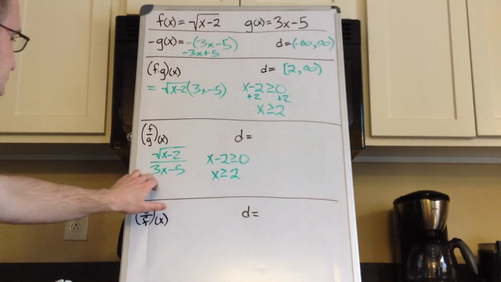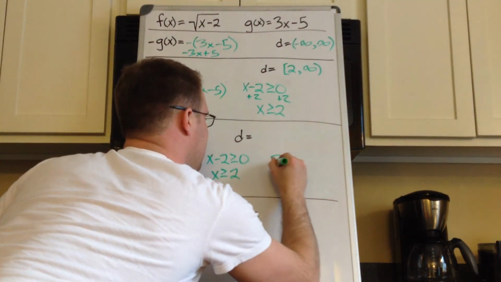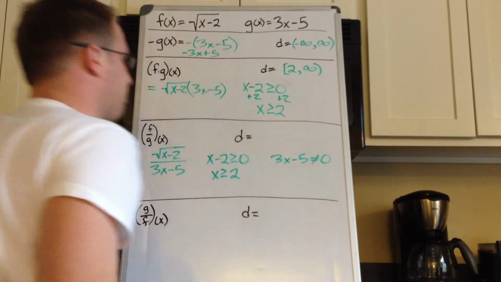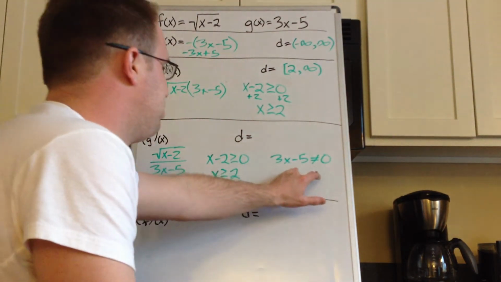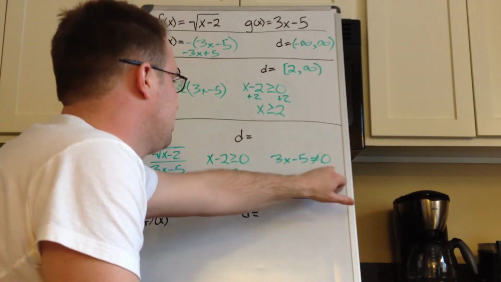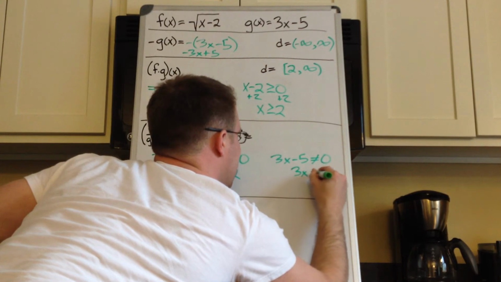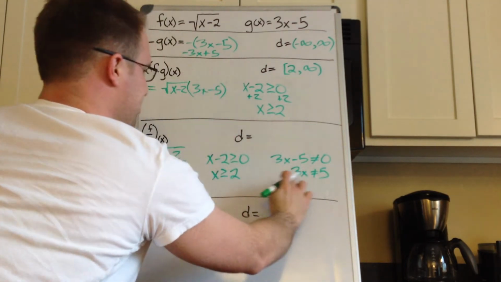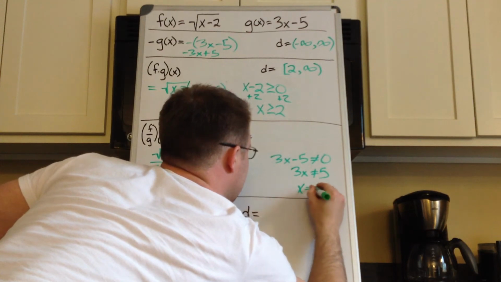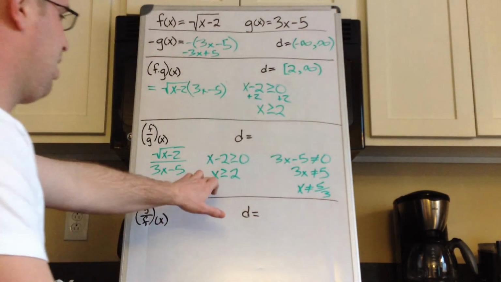Down here, we need to make sure that 3x minus 5 is not equal to 0. So I'm going to put 3x minus 5 is not equal to 0. And then we can add 5 to both sides, and we'll get 3x is not equal to 5. And now I can divide both sides by 3 to get x by itself. X is not equal to 5 over 3. So these are our two restrictions.